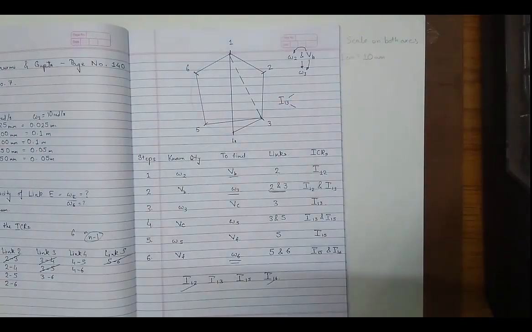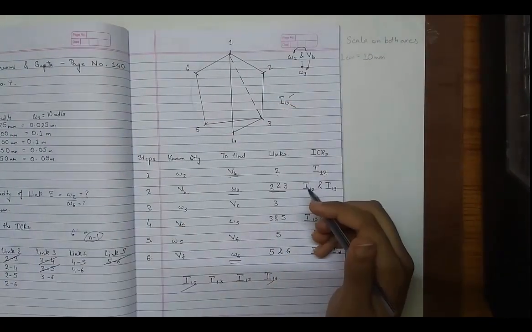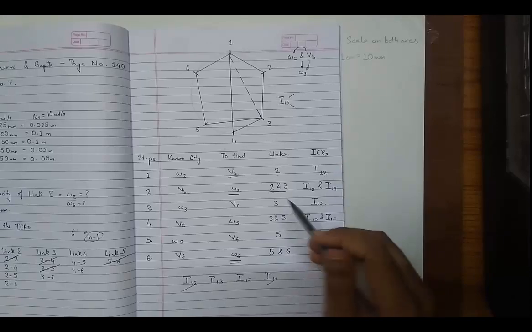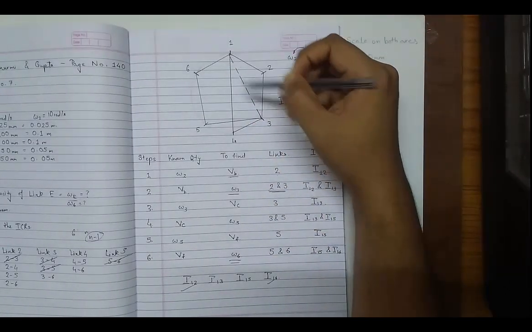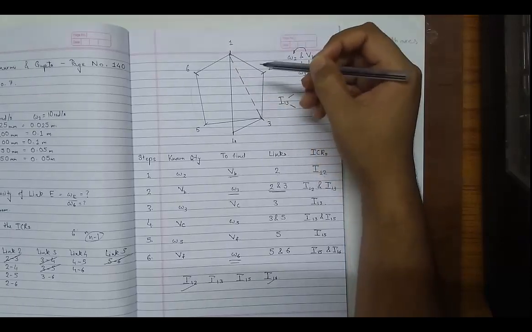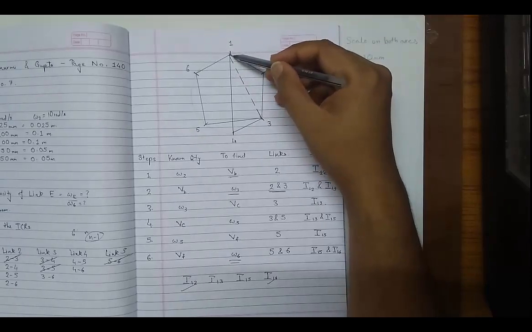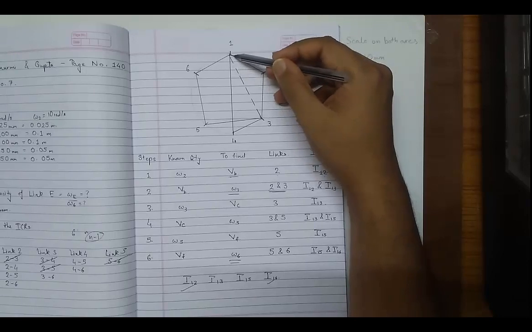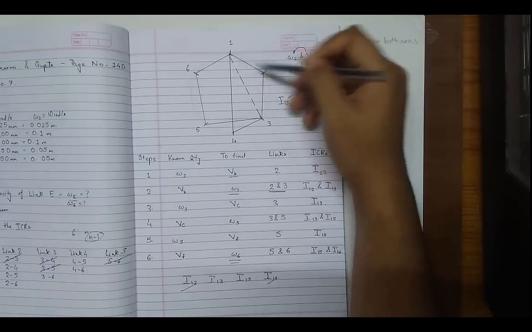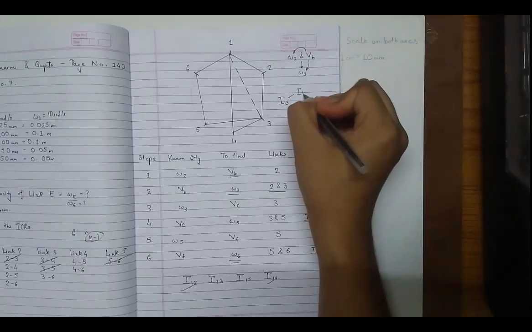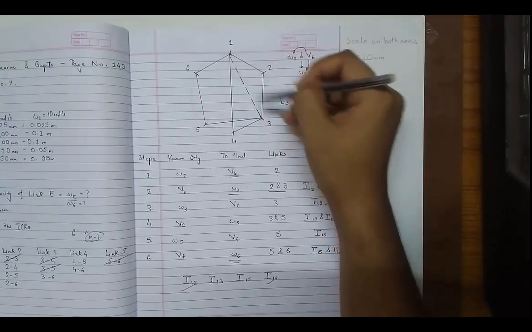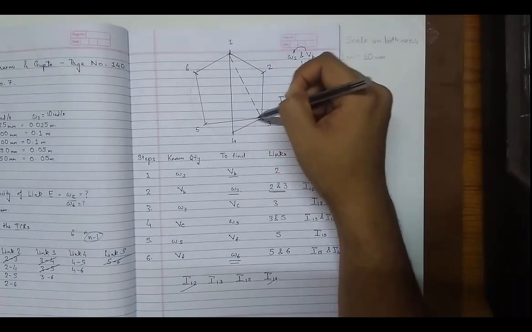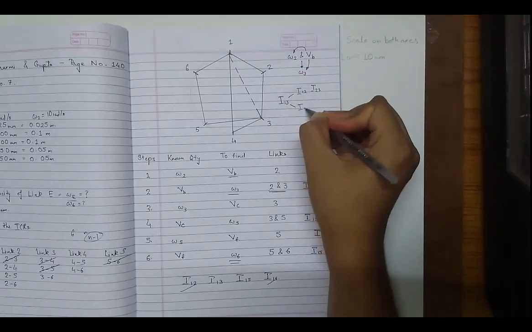To find I13, I need such two pairs that jump from 1 to 3 in 2 steps. That is, to go from 1 to 3, how can I go? I can go 1, 2 and 2, 3. 2 steps. Similarly, if I have to go from 1 to 3, 1, 4 and 4, 3. 2 steps.